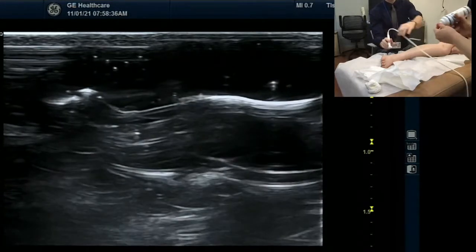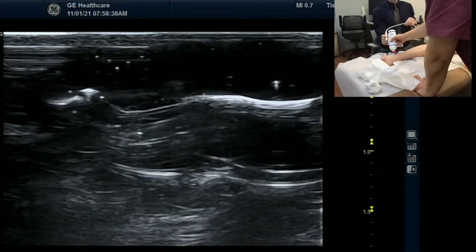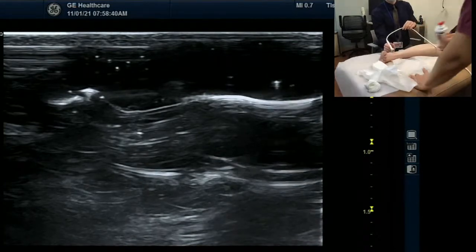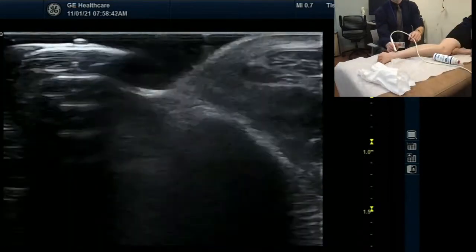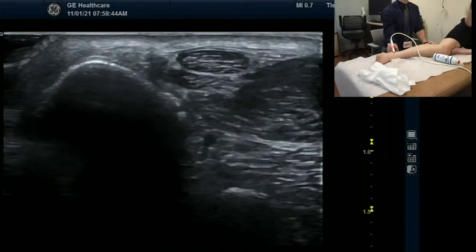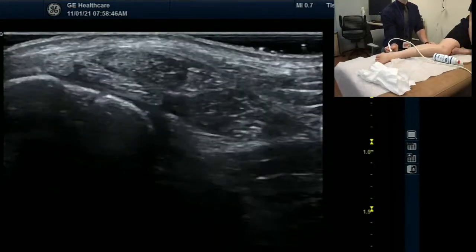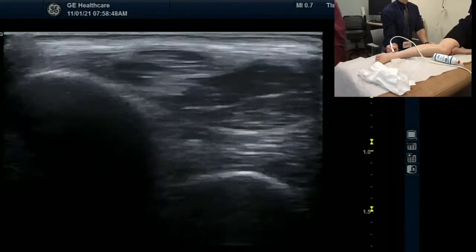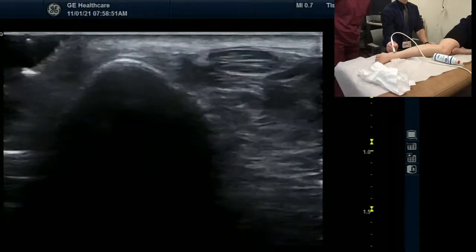So let me help him a little bit. Elevation technique. I was trying to lift it. Not the elevation, the gel. Gel. So see, it's much clearer. Look at that.